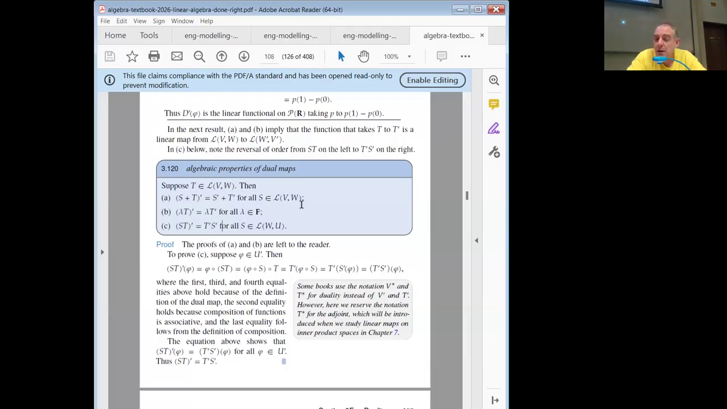So I reckon that this dash thing, this dualizing of a linear transformation, is more or less the equivalent of doing a transpose of your matrix. Because if a linear transformation from V to W is a matrix, then the matching linear transformation from, yes, that is exactly what it is. Okay.